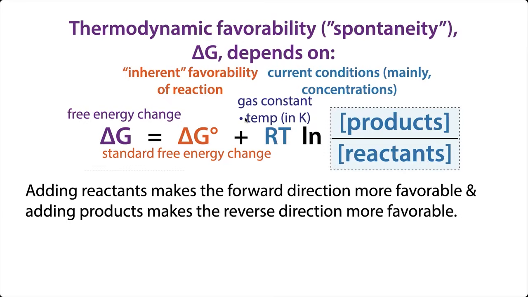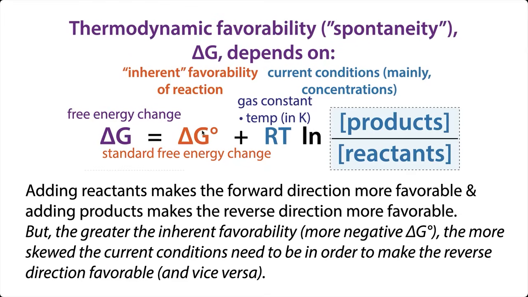However, if we have a really large negative delta G naught, so it's going to be really, really inherently favorable in the forward direction, we'd have to really, really skew the concentration of products to reactants, where we have way, way, way more products than reactants in order to actually get it to go backwards. And if we had a really large positive delta G naught, we'd have to have a lot more reactants than products in order to get it to go forward.